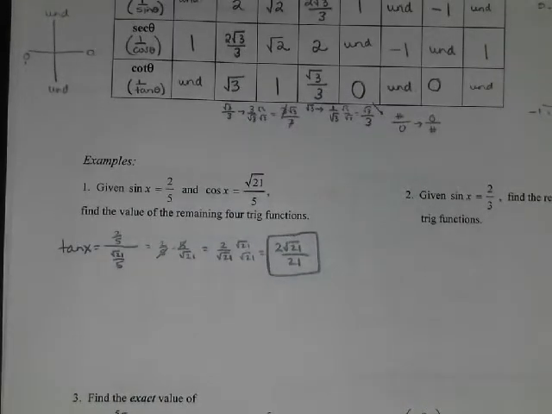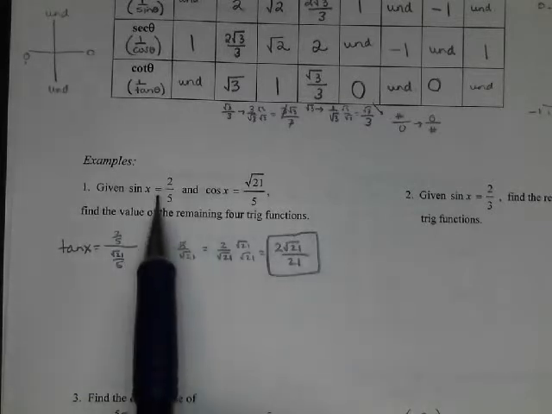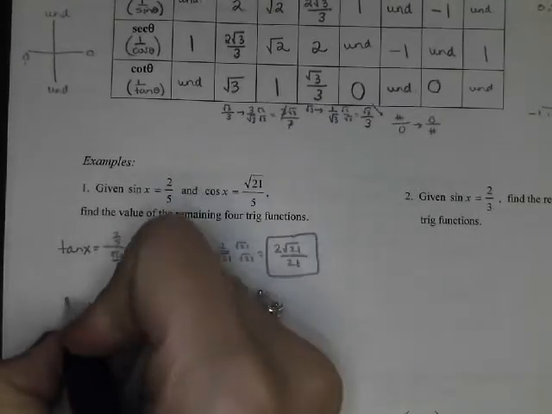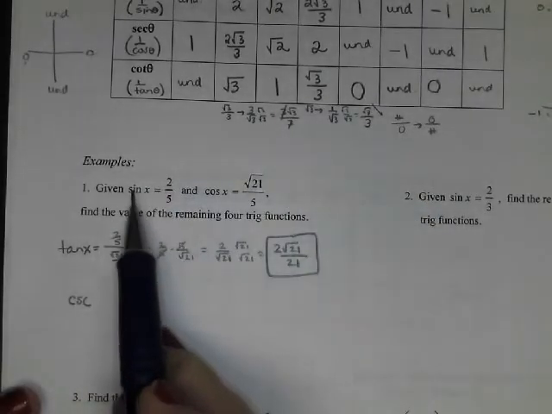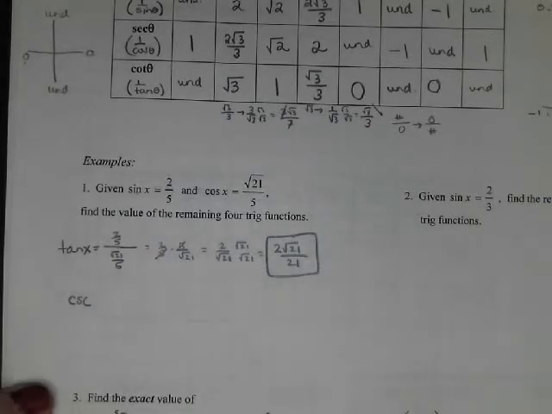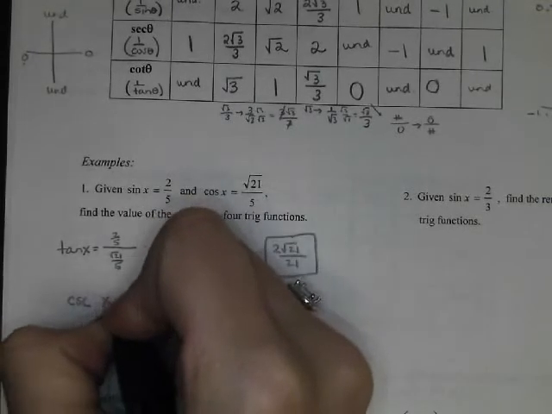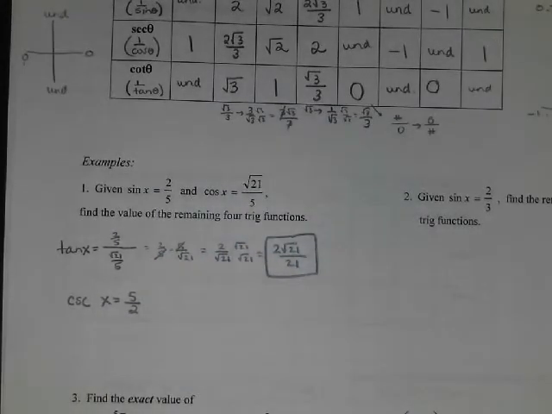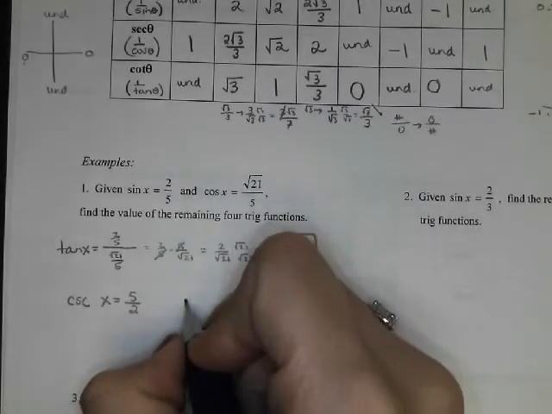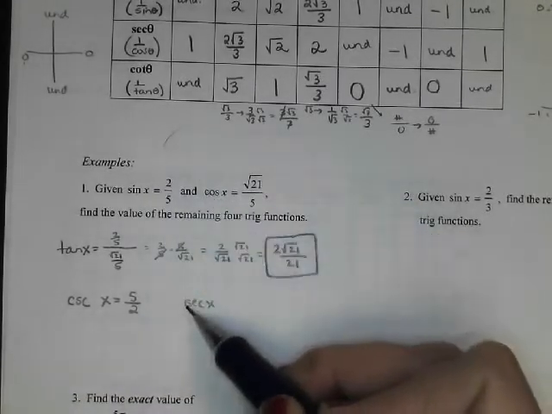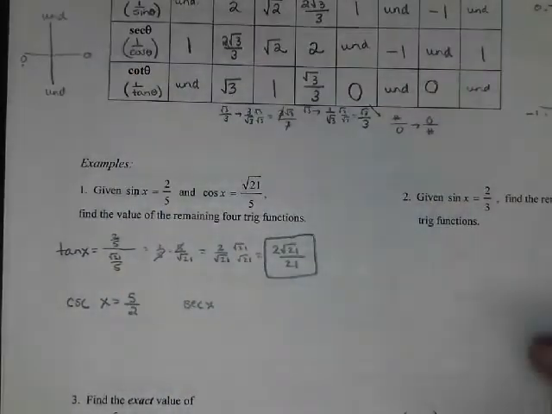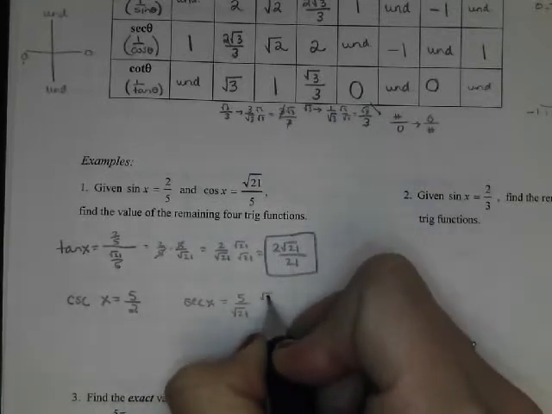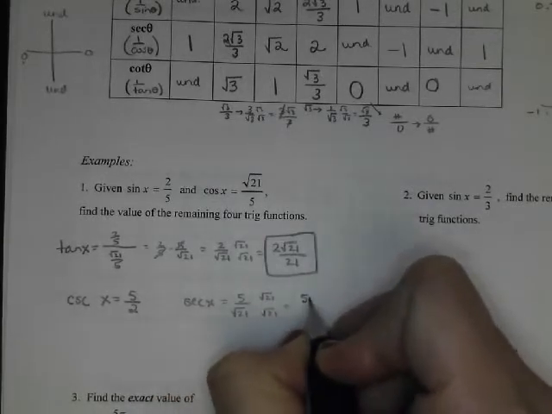The next three functions are just going to be coming from reciprocating each of these. So the reciprocal of sine is cosecant. I always remember that because it's not the same letter. Sine is S, cosecant is C. But the cosecant of x is just going to be the flip of the sine, so 2/5 easily becomes 5/2. Cosine's reciprocal is secant. Again, that's a C, so that has a reciprocal of an S. Would flip to 5 over root 21, which needs rationalizing, so root 21 over root 21.